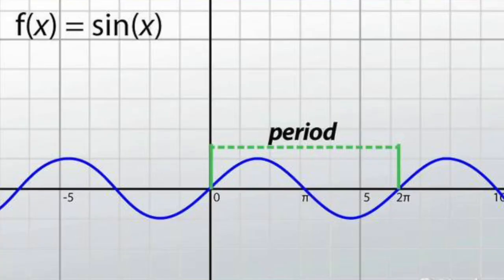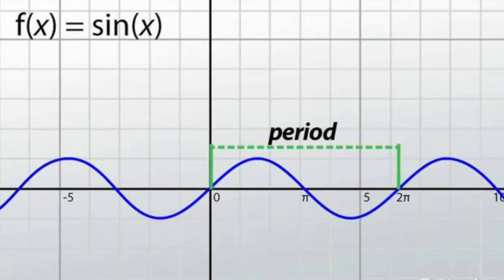Let's say we have this graph of y is equal to sin x. So period is a number after which a function repeats itself. So for this, the graph which we have from 0 to 2 pi is repeating itself along the whole number line. So that is called the period of sin x, which is 2 pi.